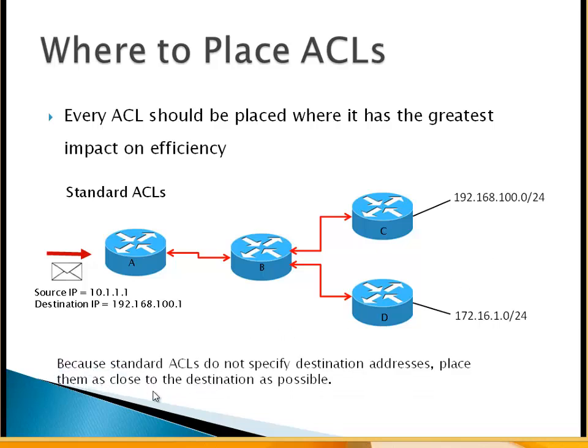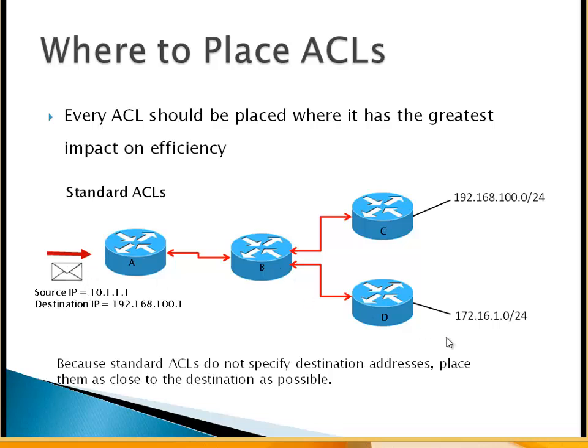Now, because standard access control lists do not specify the destination address, place them as close to the destination as possible, because a standard access list looks at the source only. And if it's looking at the source only, you're going to put it closest to the destination. If you put it here, this packet will be blocked here right away. Because it looks at the source, it's blocked, boom.